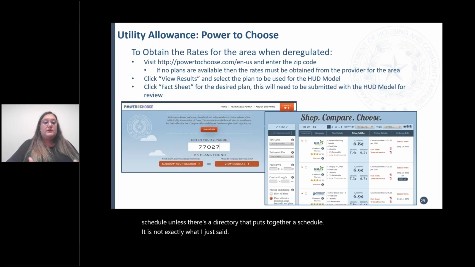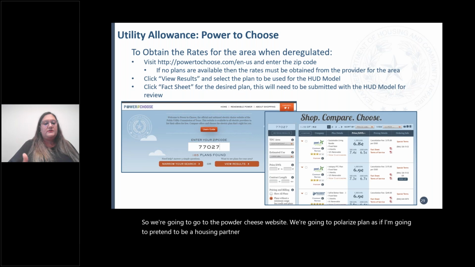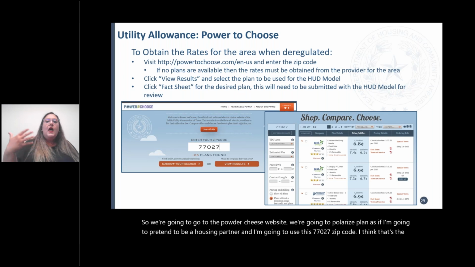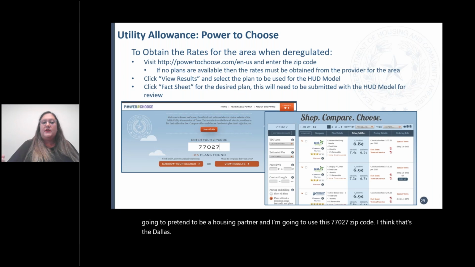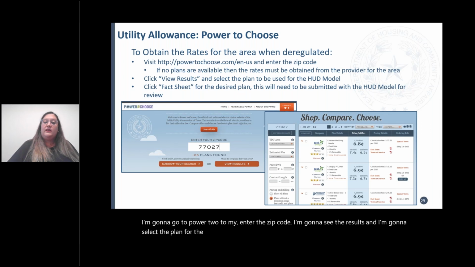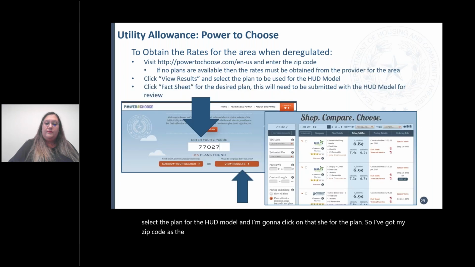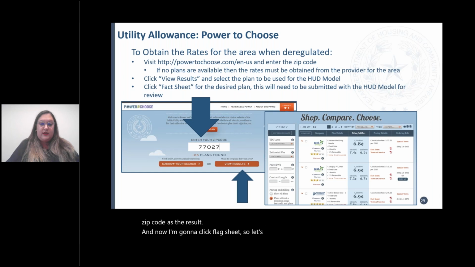So we're going to go to the Power to Choose website. We're going to pull a rate plan as if I'm pretending to be a housing partner, and I'm going to use this 77027 zip code. I think that's Dallas. I'm going to go to Power to Choose, enter the zip code, view results, select the plan for the HUD model, and click on fact sheet for the desired plan. So I've got my zip code, I've viewed results, and now I'm going to click fact sheet. So let's go do that real quick.